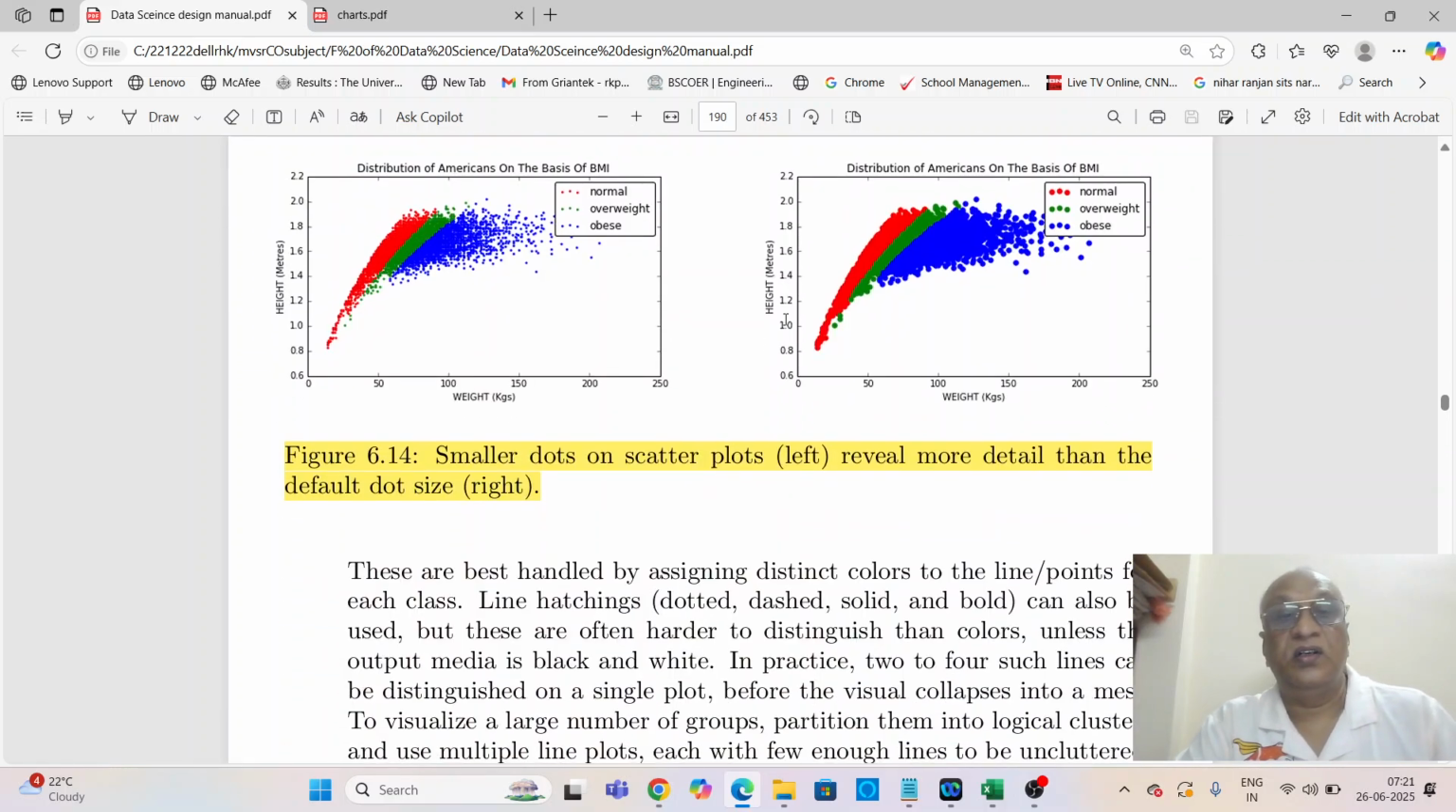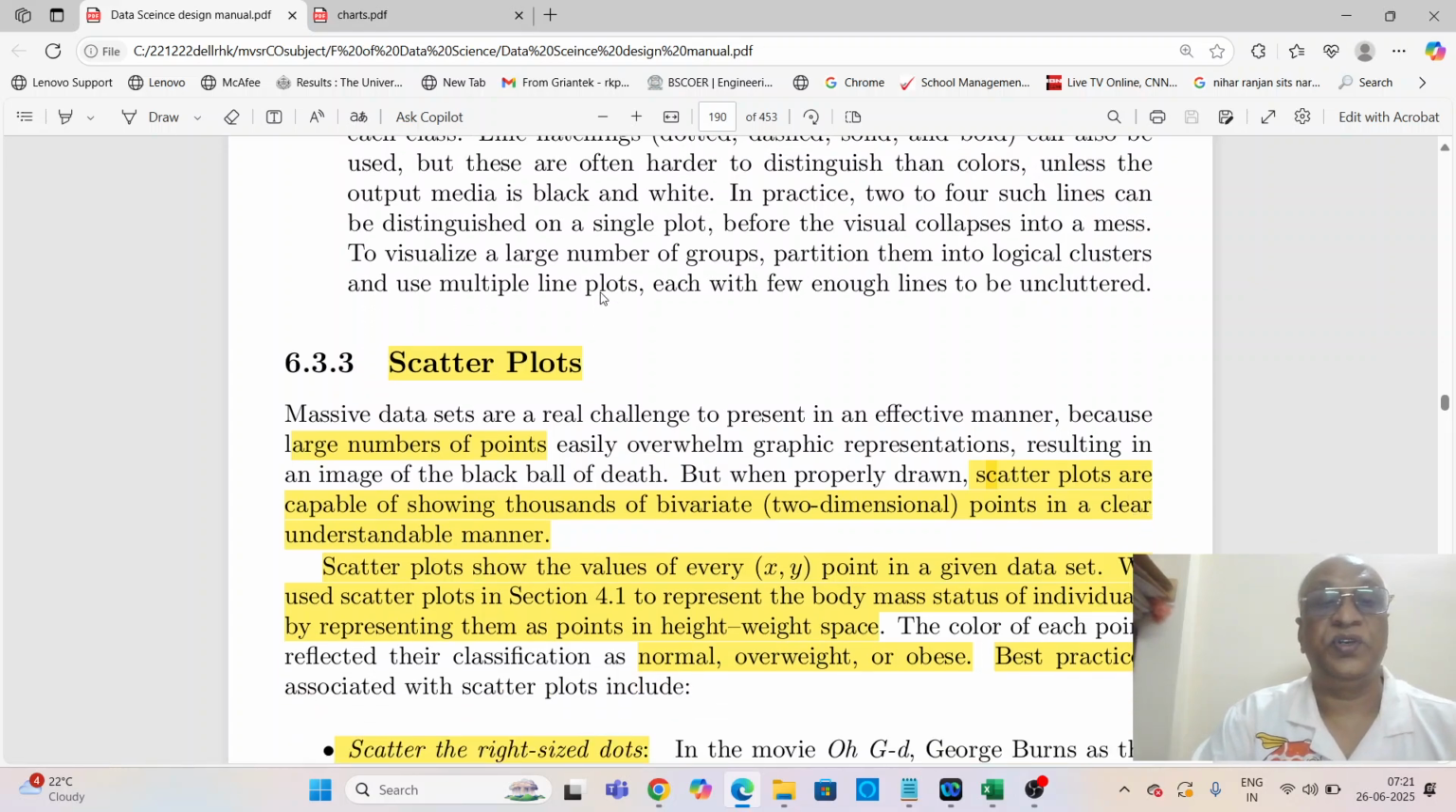You have here a scatter plot, and you see here the size of the dots is smaller here and it is bigger here, so it is giving more clarity, right? More details, depending on the dot size. What this scatter plot is showing: normal for red color, overweight for green color, obese for blue color. So color coding is an option here.